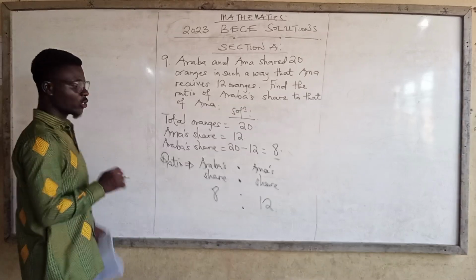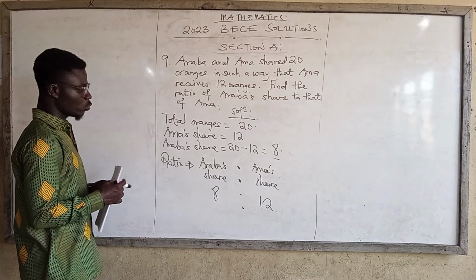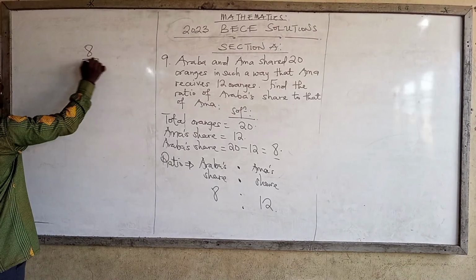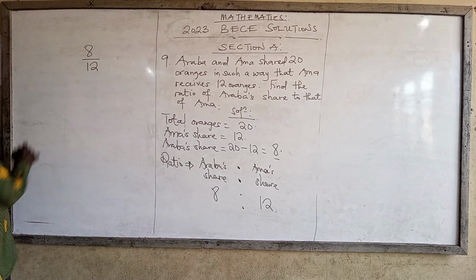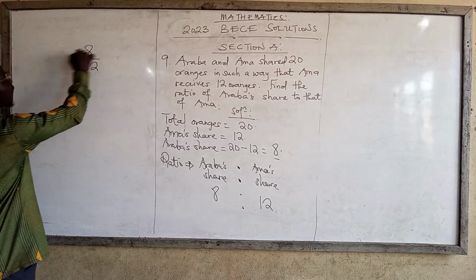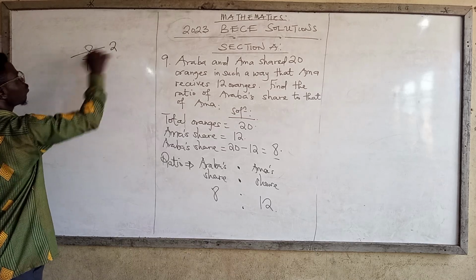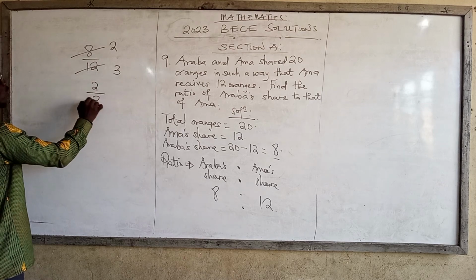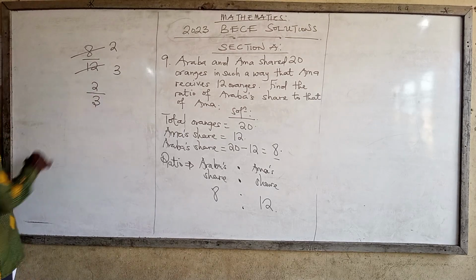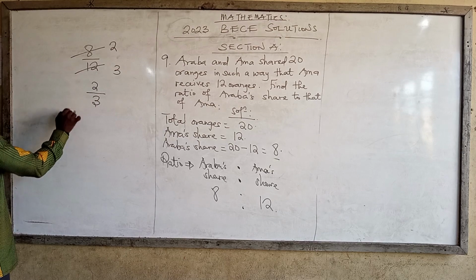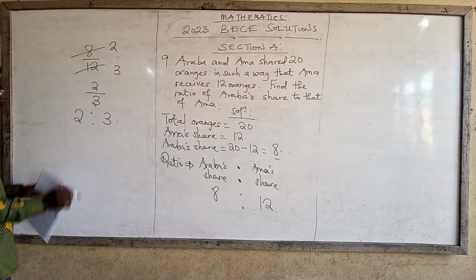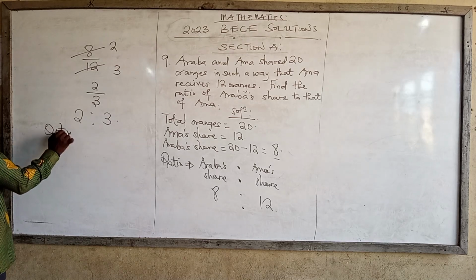Don't forget that a ratio can be changed to a fraction. So I can write it as 8 out of 12, right? This time around we can reduce it. So what's the common factor here? 4 into 8 we have 2, 4 into 12 we have 3. So I have 2 out of 3. And with this we can write it as a ratio. So I have 2 is to 3, which is option D for dog.